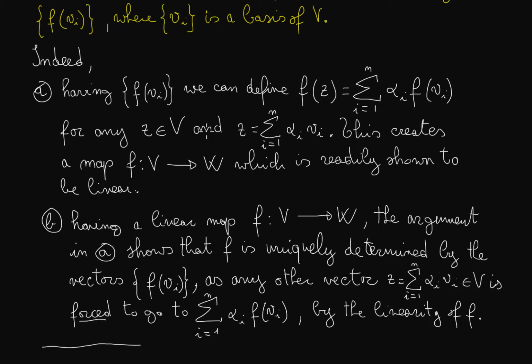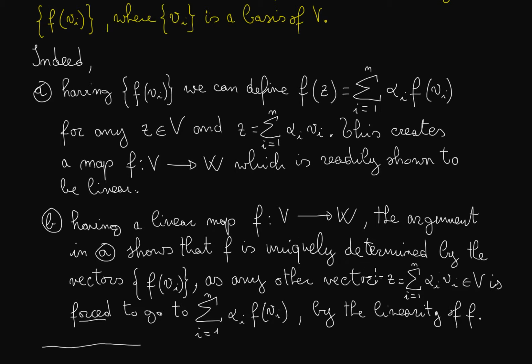Before, we did not have f; we defined f by extending any set-theoretic map from a basis of V to any elements in W. Now we show that, starting from a linear map f from V to W, f is completely determined by the images of any basis of V. So the argument in A shows that f is uniquely determined by the vectors f of vi.